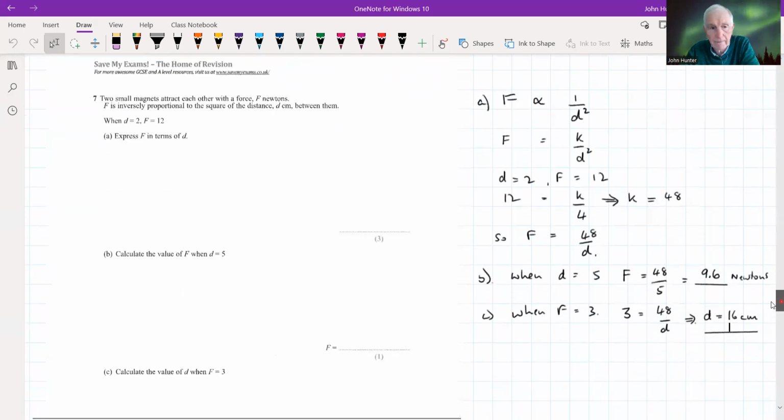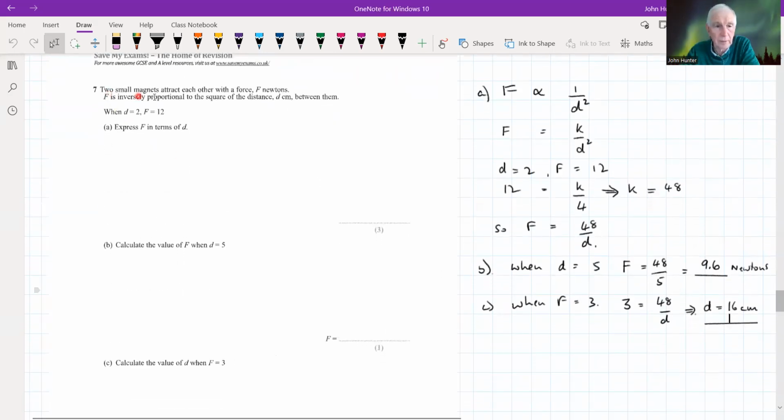Right. Now, number 7. Two small magnets attract each other with a force F newtons. F is inversely proportional to the square of the distance d between them. Now, don't be put off by the fact that we're talking about a bit of physics here, because it doesn't actually matter. We're just looking at a mathematical relationship, inversely proportional to the square of the distance. So F is proportional to 1 over d squared, and therefore if we put in our constant of proportionality on the right-hand side, F equals k over d squared.